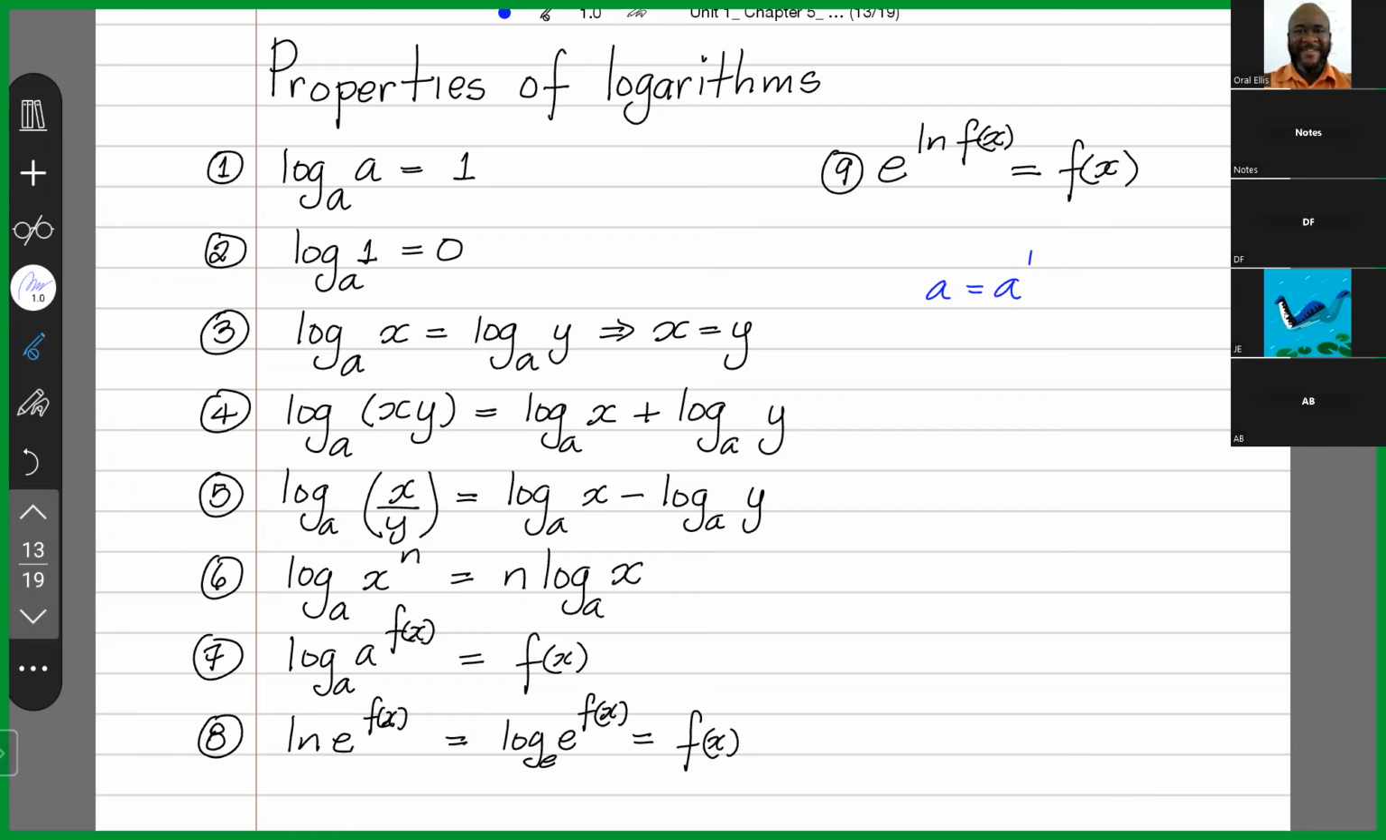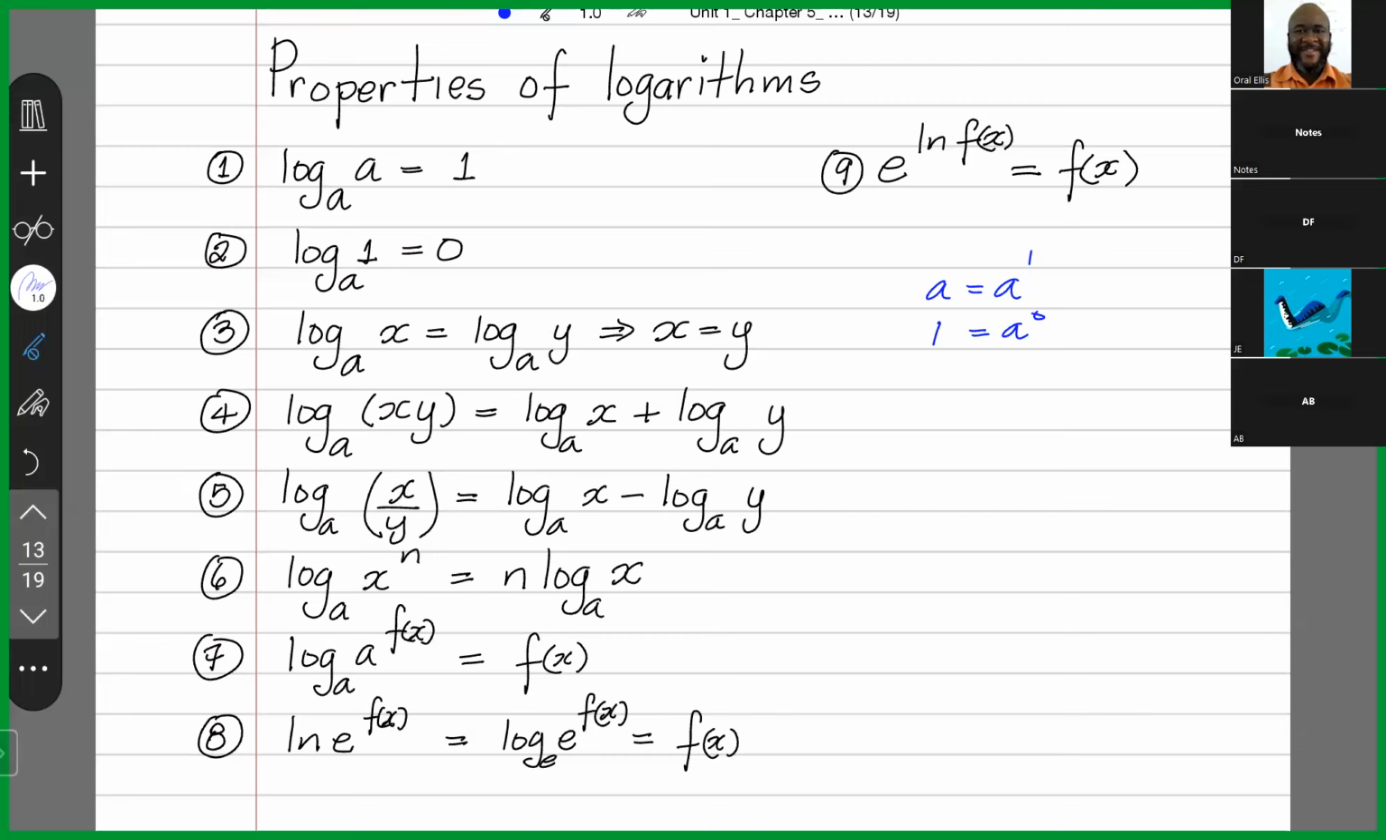Now, the log to the base a of 1 is equal to 0. In index form, it is what? 1 is equal to a to the 0. And everybody knows that to be true: whenever you raise a number to the power 0, it is equal to 1. So the second law of logarithm is that the log to the base a of 1 is equal to 0.